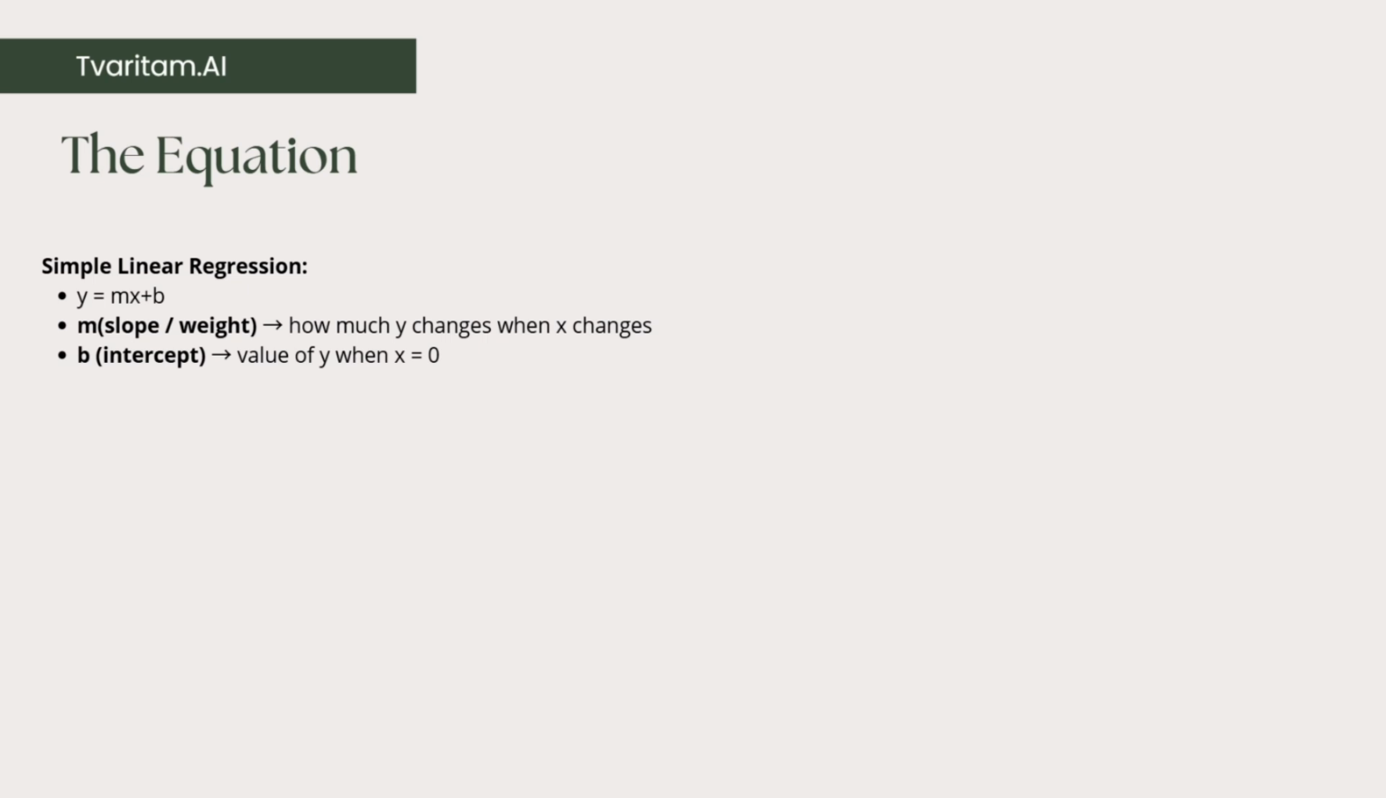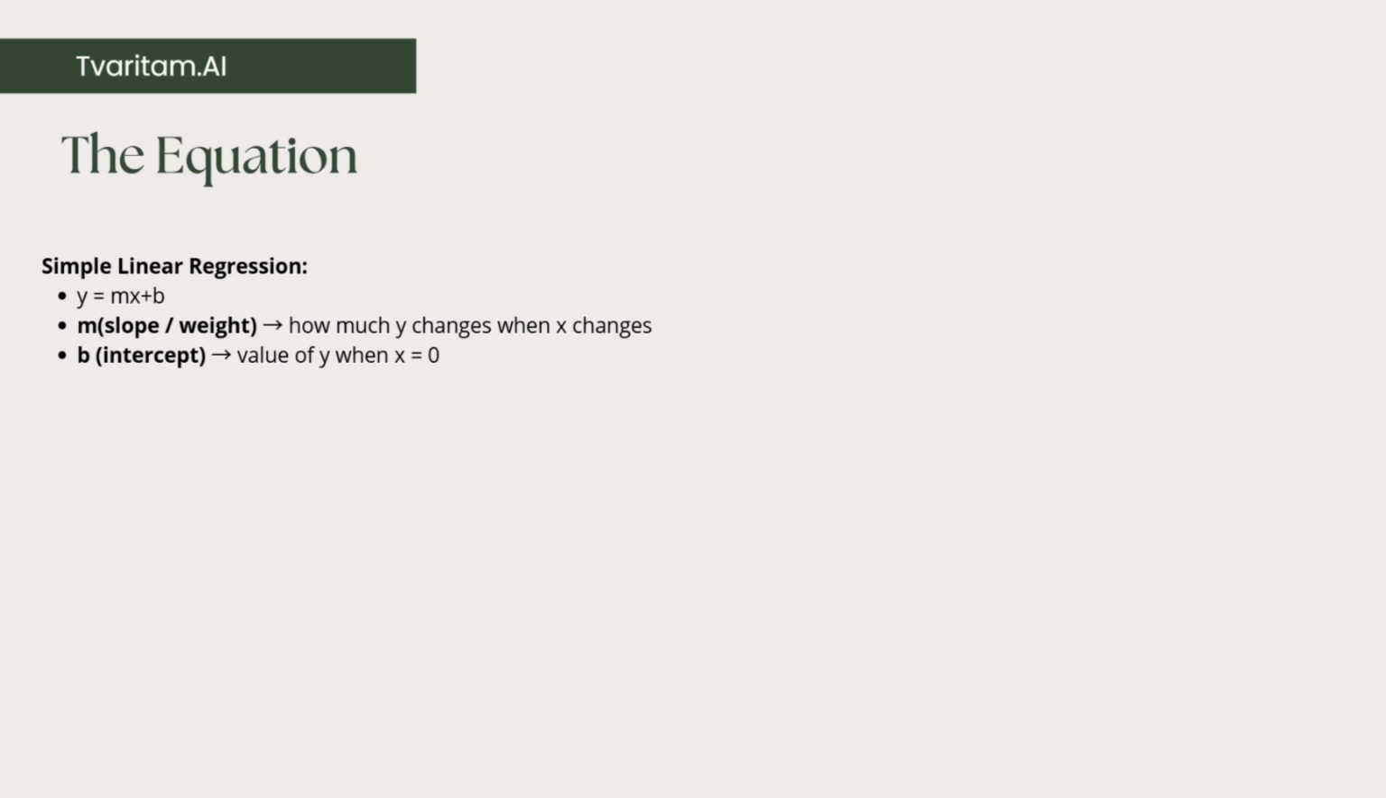Here, m is the slope and it tells how much y changes when x changes, while b is the intercept, that is the value of y when x equals 0. So basically the slope controls the direction and steepness of the line, while the intercept sets the starting point.